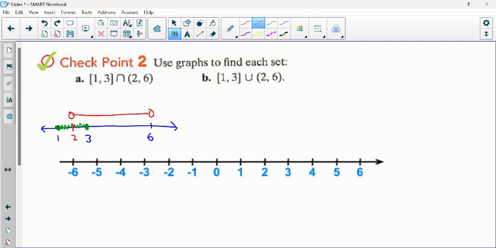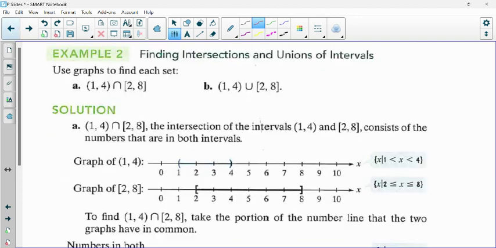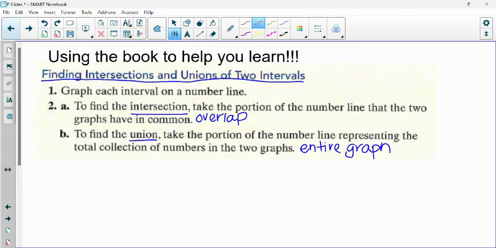Okay, so how do I know what a union interval looks like versus an intersect interval? So again, going back to that page, it says to find the intersect, you're looking for the portion of the graph on the number lines where they have in common. So what I would write is that intersect means overlap. That's all I would write. Intersect is the overlap. And the union is the entire graph, anything that's shaded on the graph.